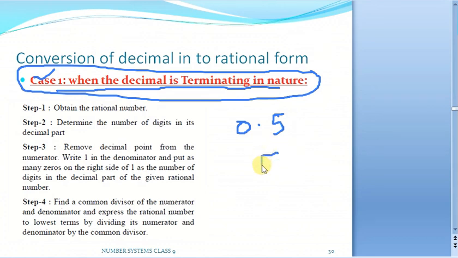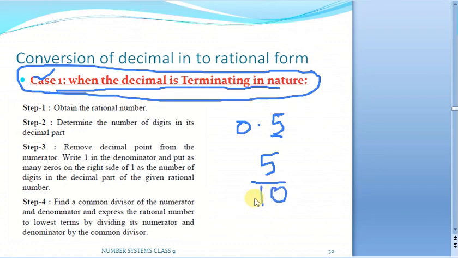You write the number, and after the decimal point you can see there is only one digit. What you will do is write this 5 divided by 1 followed by as many zeros as the number of digits after the decimal point. How many digits are here? Only one digit is there after the decimal point. So I will place one zero, and it will become 5 by 10.